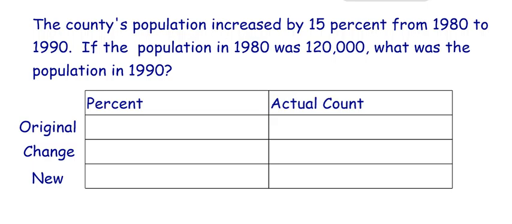So our problem says the country's population increased by 15% from 1980 to 1990. Sorry, the county. If the population in 1980 was 120,000, what was the population in 1990? And so what we want to do is we want to plug our numbers in to understand what we have and figure out our steps from there once we have this box constructed. So what you're going to do is plug in the amounts.